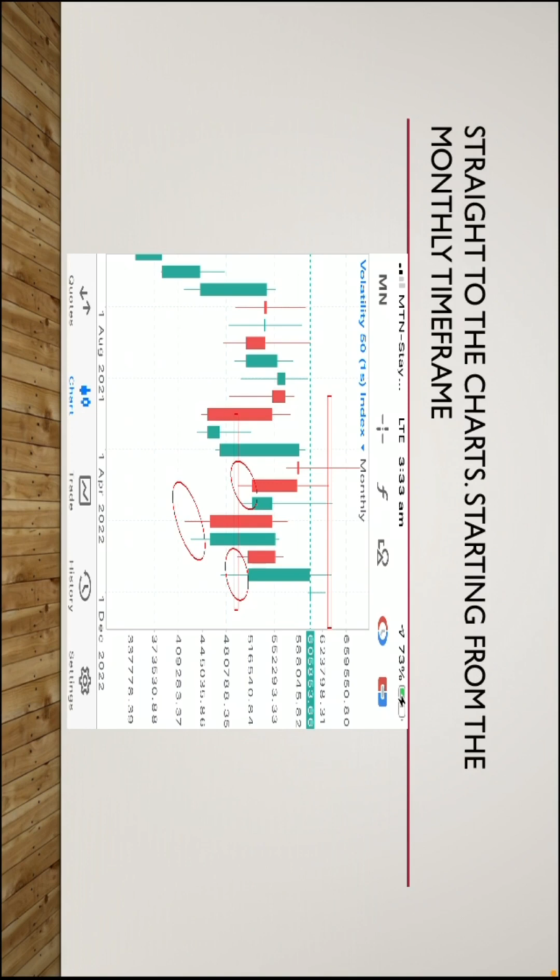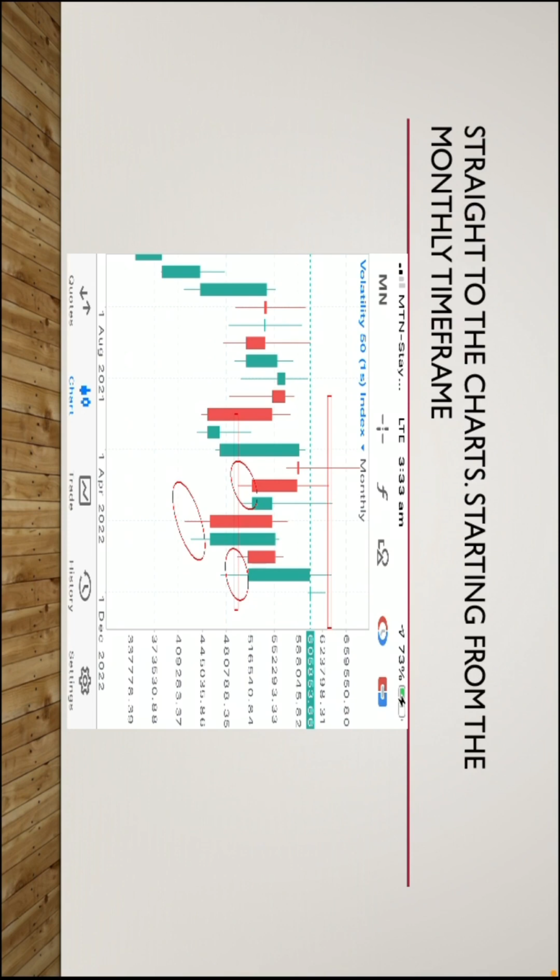Starting from the monthly time frame, what do we see? As you can see clearly now, this is the Volatility 51 Index on the monthly time frame. On the place I located, you can see an inverted head and shoulders chart pattern, which made the market move up. You understand? So at this point, what could we be expecting?